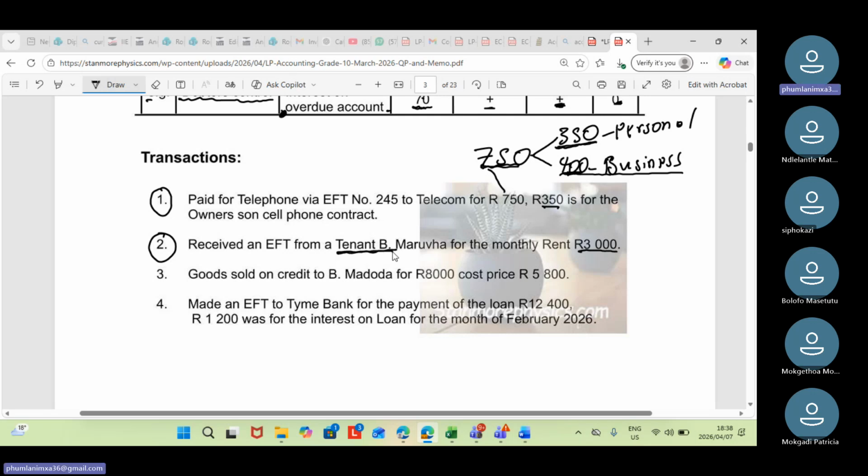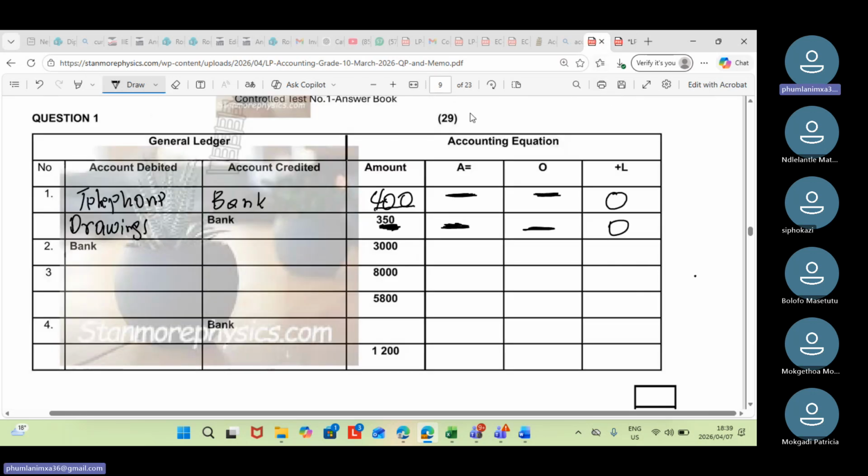Why are we getting money from tenant B Maruba? Because this person is actually our tenant. Our tenant is paying rent, so we are receiving money. The account to be debited will be bank, already given. Debit bank.